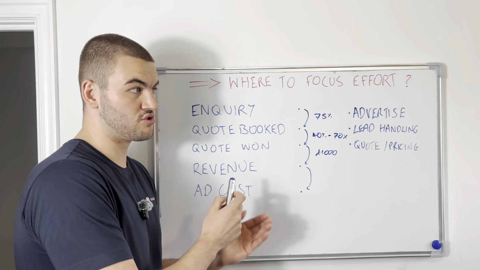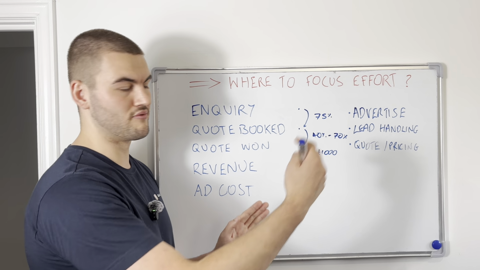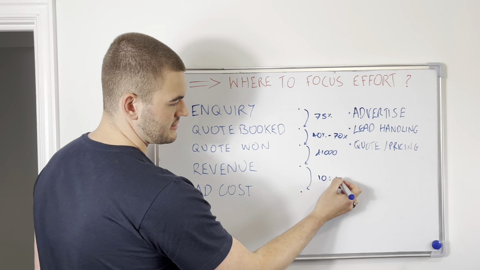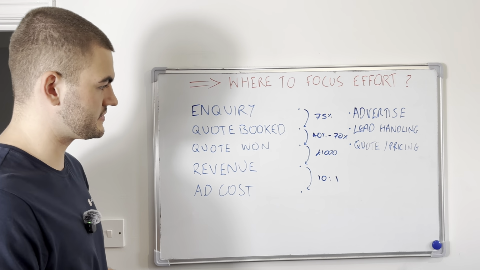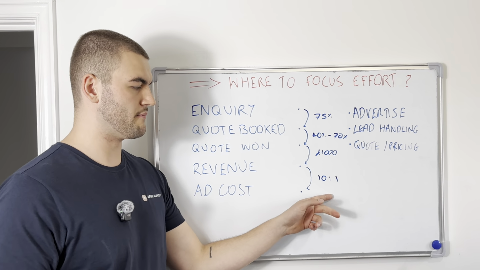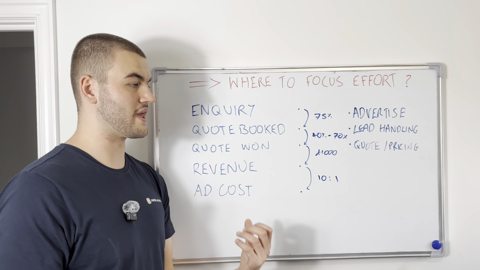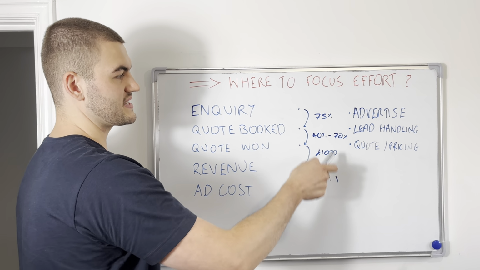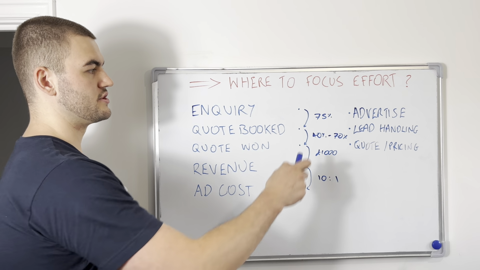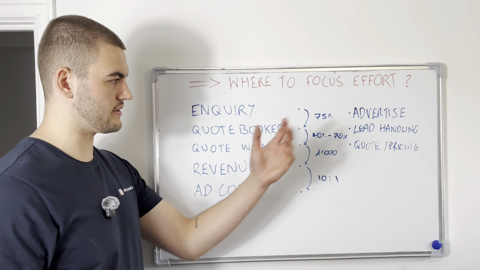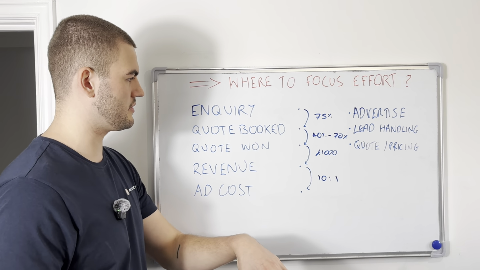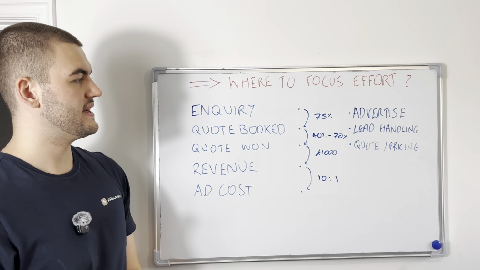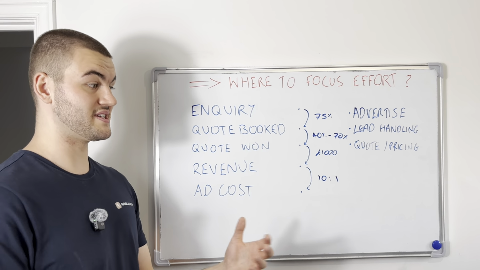And then you want to have a ratio of your ad cost to revenue produced. Now, if your return on ad spend is less than 10 to 1, so for every £1 you spend on advertising, you don't get at least £10 back, then that probably means that one of these things isn't quite right. You need to be, like we said, turning 75% of the inquiries into quotes. You need to be winning a good percentage. And your pricing needs to be at a point where it can sustain advertising.